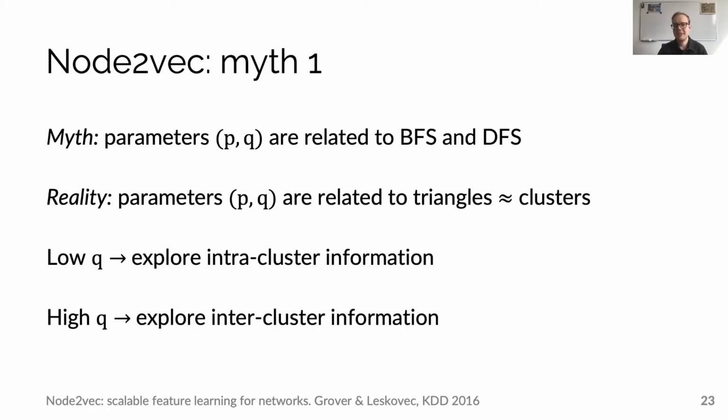And the parameters P and Q are actually related to the triangles in the graph, which makes sense because basically, I mean, Q controls how much we go outside of the triangles and P controls how much we go back. So if we have low Q, we go far away from closed triangles. So we basically try to run away from clusters as fast as possible. And with a high Q, we typically stay within triangles, or we even go back if P is low. Then we explore the information within tightly connected clusters.